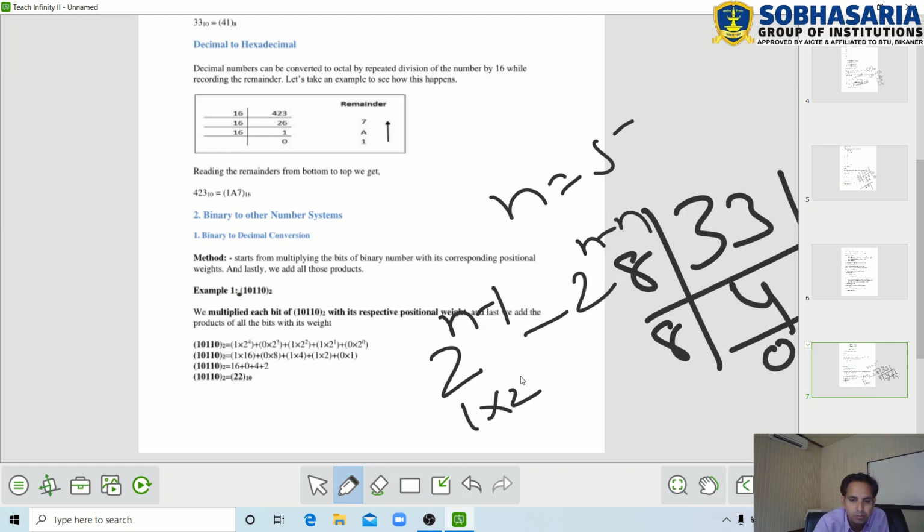So we multiply the first bit 1 into 2 raised to power n minus 1, that means 5 minus 1, 2 raised to the 4, plus 0. 0 is multiplied by 2 raised to n minus 2, that is 3. Again 1 is multiplied by 2 to the power n minus 3, that is 2, and so on up to n minus n. So we calculate the value 22. So this is the method how we convert a binary number into a decimal number.